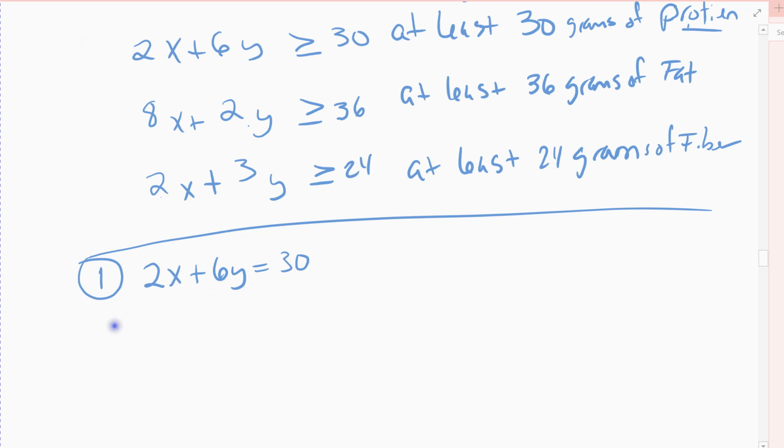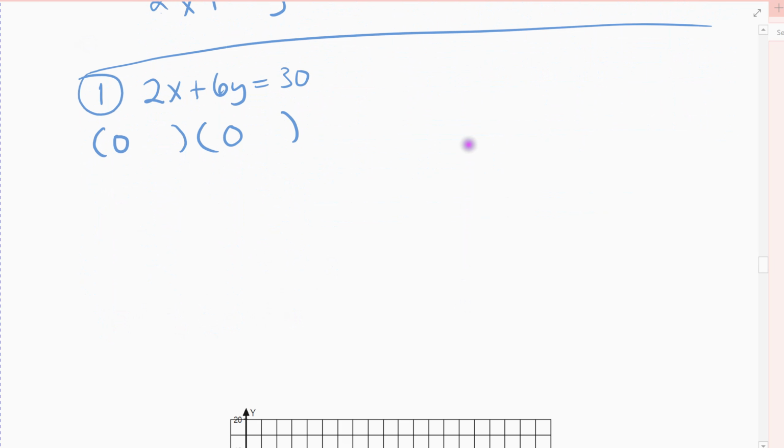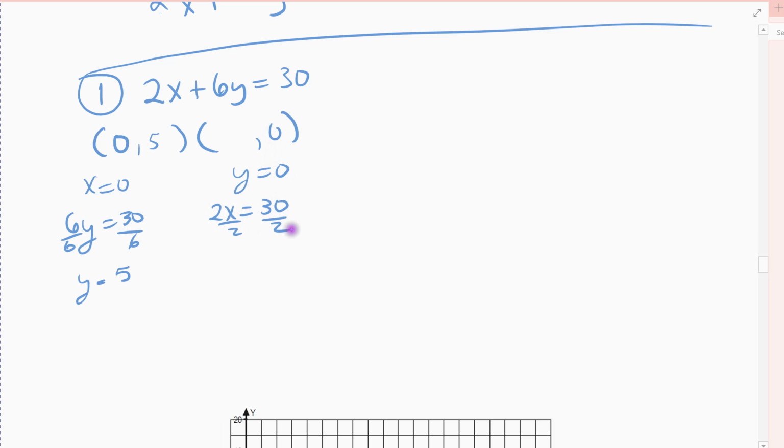Alright, so this is my first equation. So again, find my intercepts because they're often going to be my corner points. So x equals 0, and then I've got 6y equals 30, divide by my 6, so y equals 5. Alright, and then same spot, y equals 0. I get 2x equals 30. And so x is 15. Right, and then I'll do my test after I graph it, although I'm pretty certain I'll be testing 0, 0.